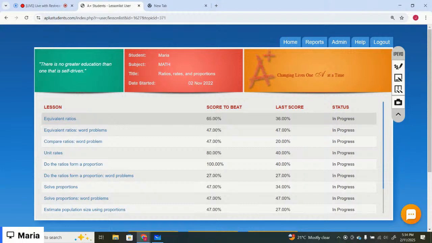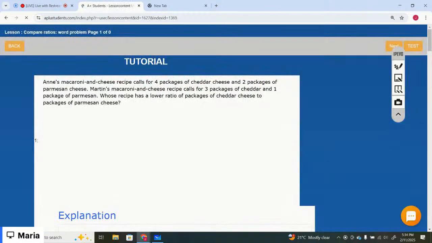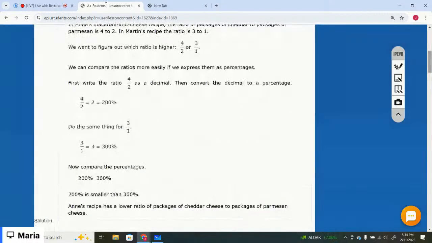The next lesson is compare ratios word problems. Anne's macaroni and cheese recipe calls for 4 packages of cheddar cheese and 2 packages of Parmesan cheese. Martin's macaroni and cheese recipe calls for 3 packages of cheddar and 1 package of Parmesan. Whose recipe has a lower ratio of cheddar cheese to Parmesan cheese? To see if they are exactly equivalent, we have to convert it into percentage.